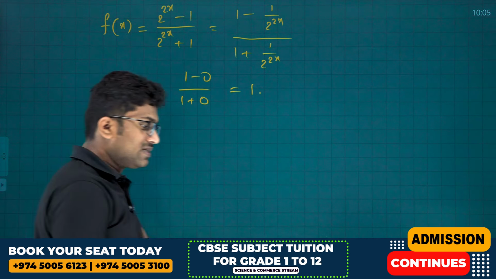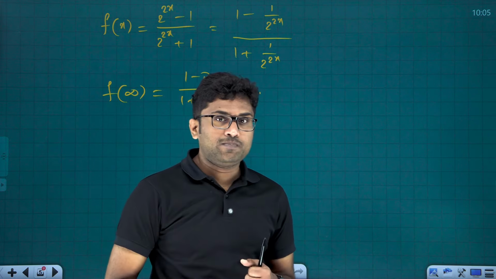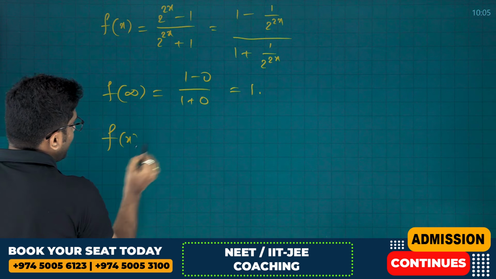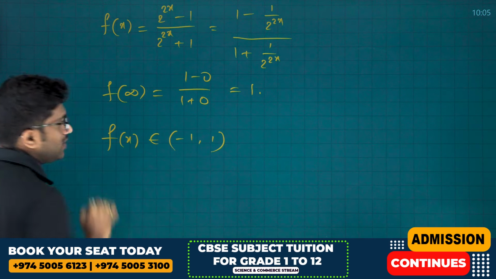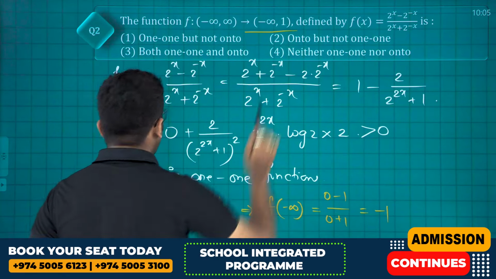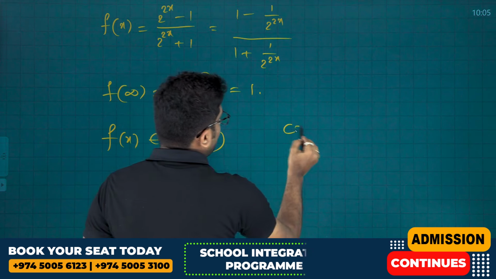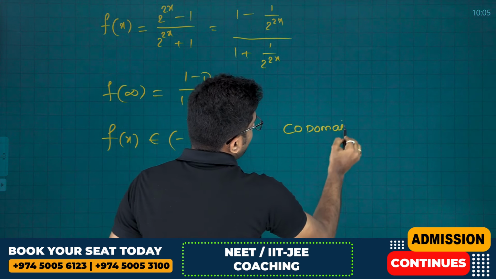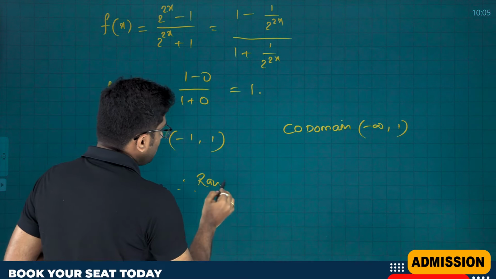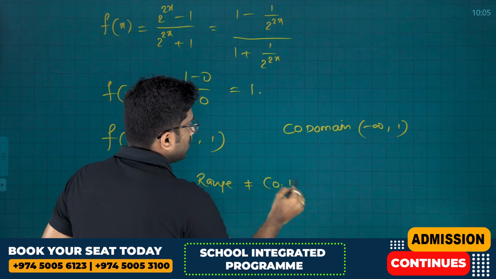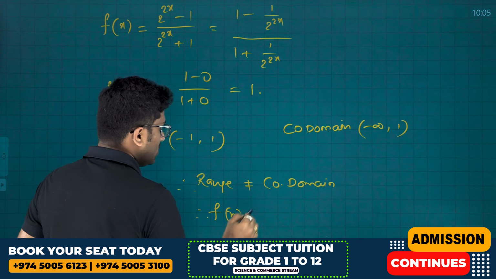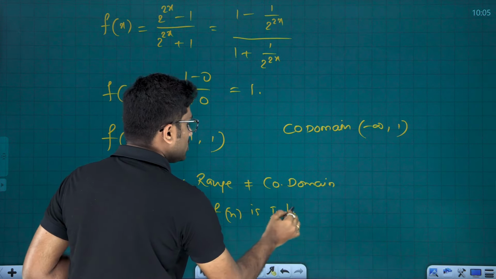See friends, as x ranges from minus infinity to plus infinity, f of x is only ranging from minus 1 to plus 1 only. So that is clearly the range of f of x. Okay. Now but what is the codomain that they have given? Codomain is minus infinity comma 1. Therefore range is not equal to codomain. Hence f of x is an into function, which is not onto.